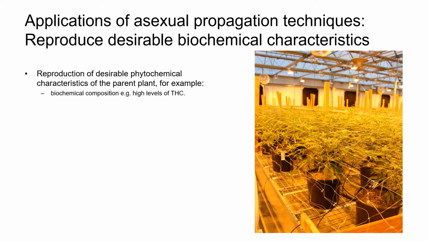The reproduction of desirable traits isn't just limited to physical characteristics that we can see. We may want to reproduce desirable biochemical characteristics, such as a particular THC level in cannabis. Another invisible characteristic might be disease resistance.